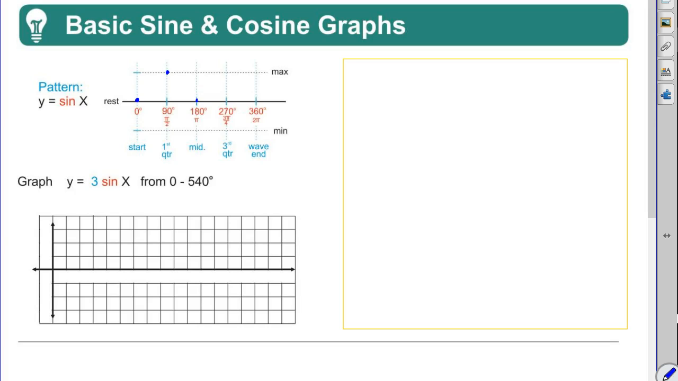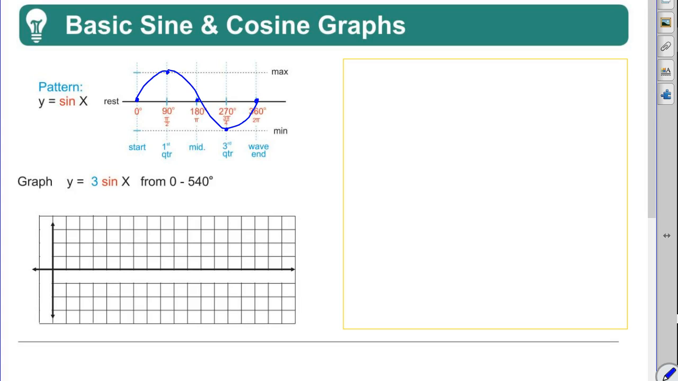At the halfway mark, it's back to 0 or the rest position. At the 3/4 mark, it's at a minimum. And then it ends up back at rest. And there is your basic sine wave pattern. Okay? If you understand that, then it's easy to graph. All right, so I look at the problem down below.